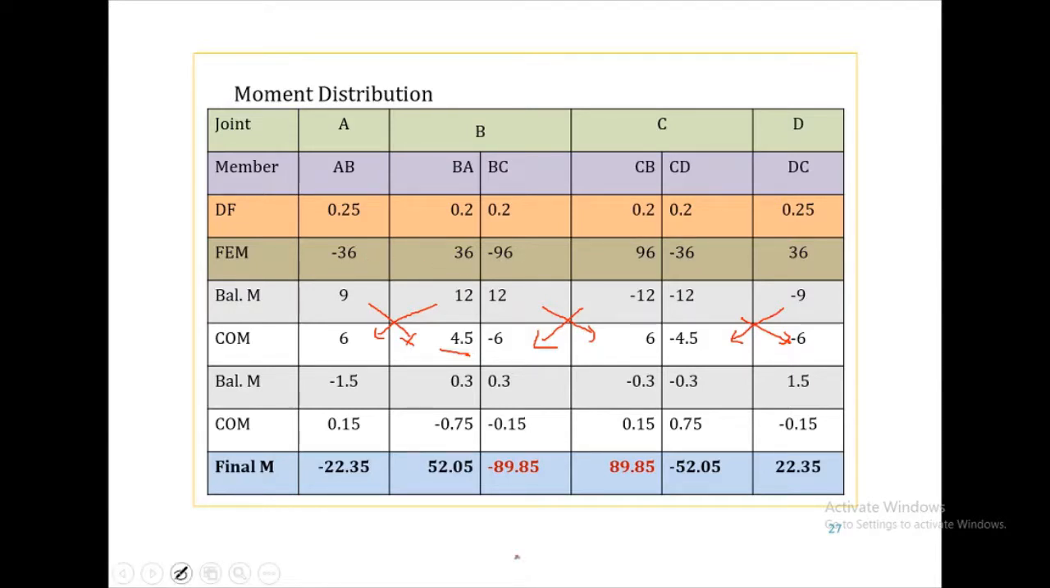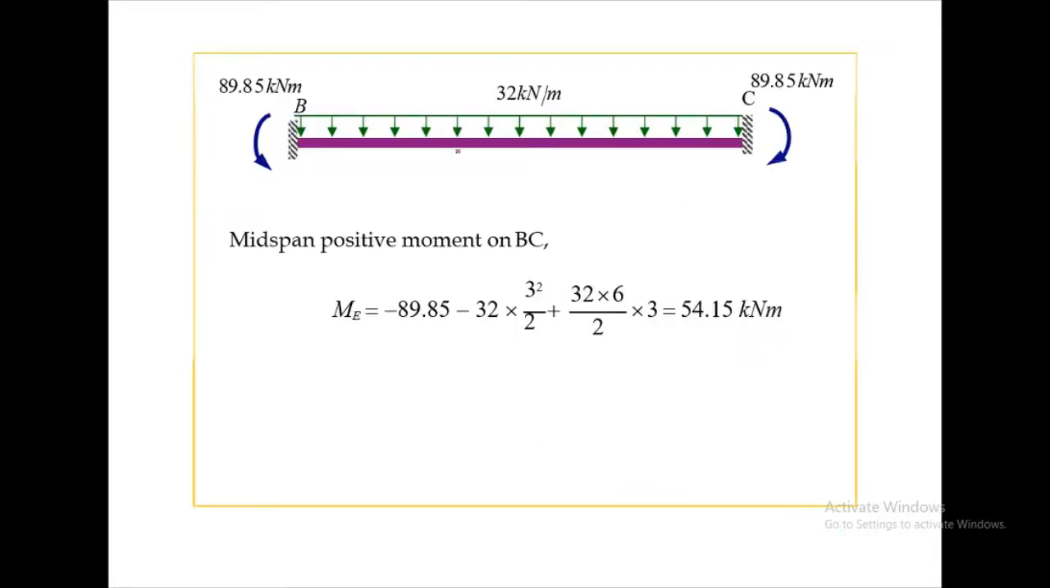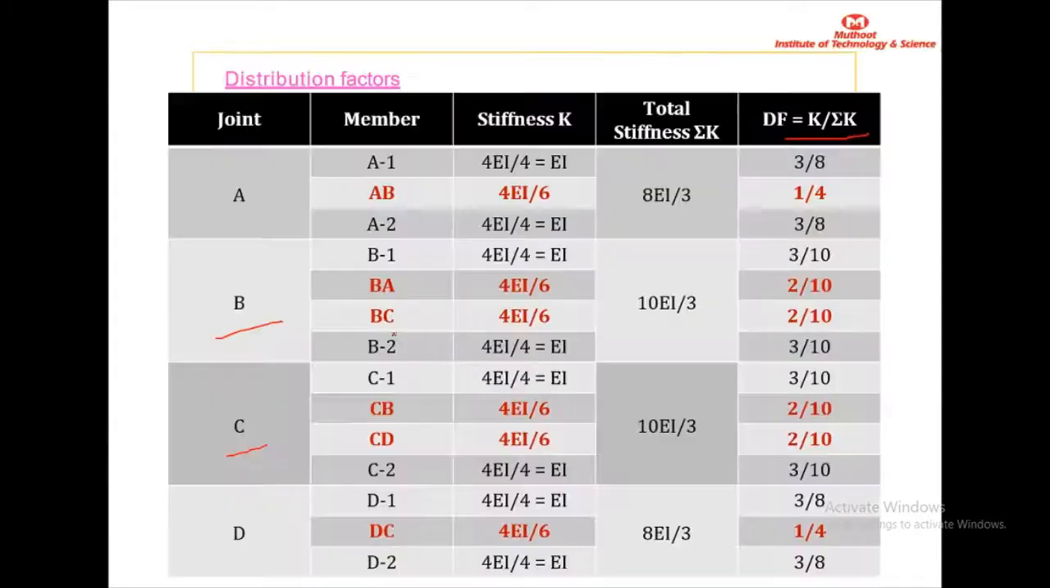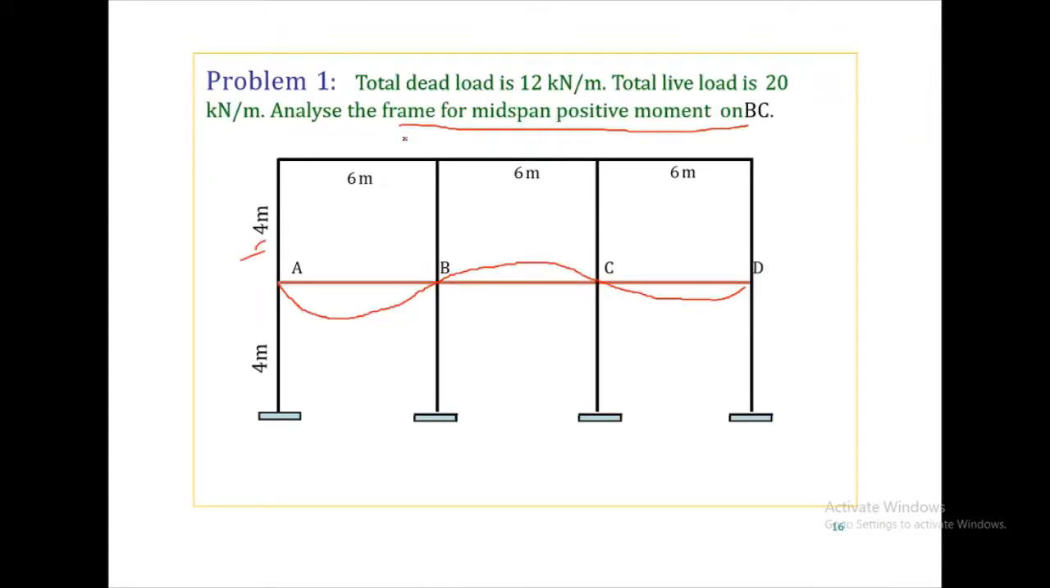And the span we require is span BC or CD. So what we need is the final moment at B and the final moment at C, which are minus 89.85 and 89.85 kilonewton meter respectively. And then we'll draw that span, mark their final moments, and see what our question is. Our question is to find the maximum or midspan positive moment on BC.